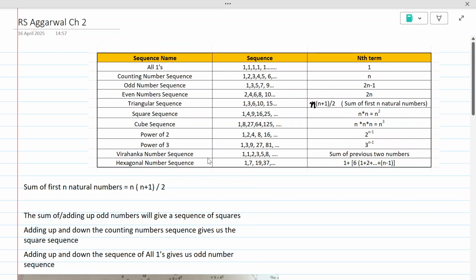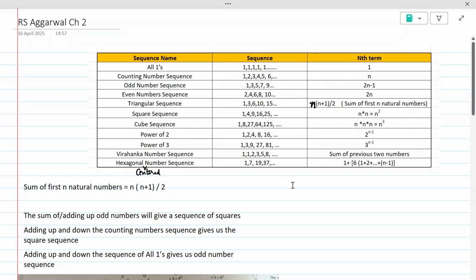Next, we have a Virahanka number sequence. In Virahanka numbers, we have already done that any term is the sum of the previous two terms. So we will use the same method here. The next one we have is the hexagonal number sequence. So basically kids, this is the hexagonal centered number. Let me correct it. It is the hexagonal centered number sequence.